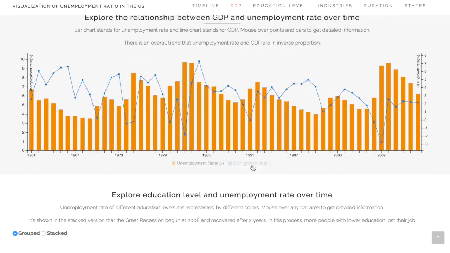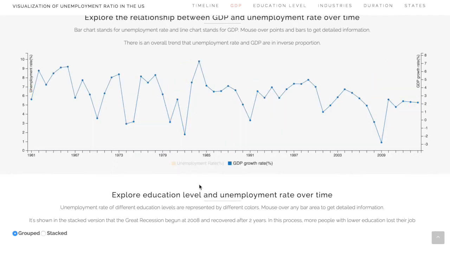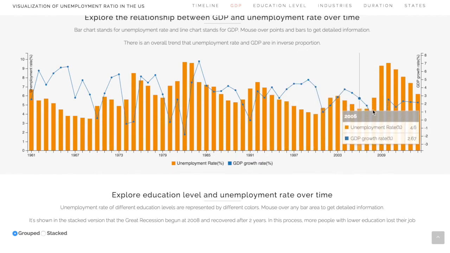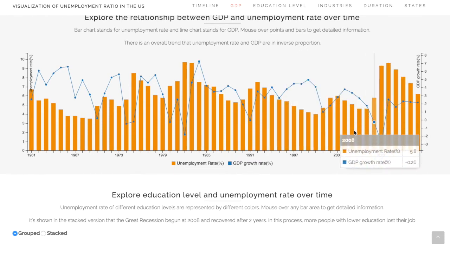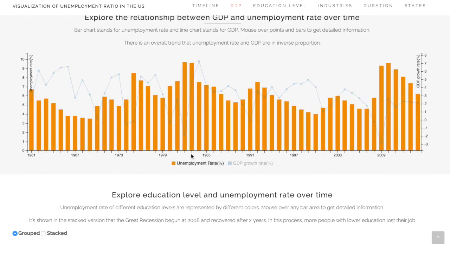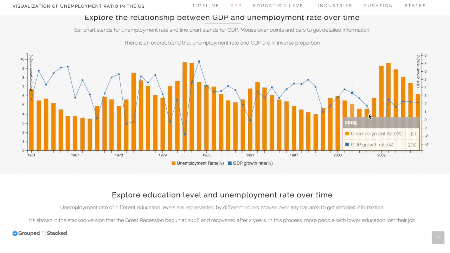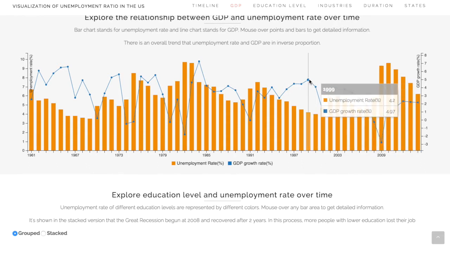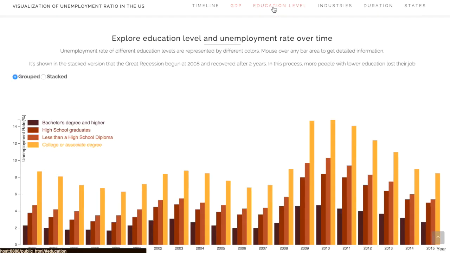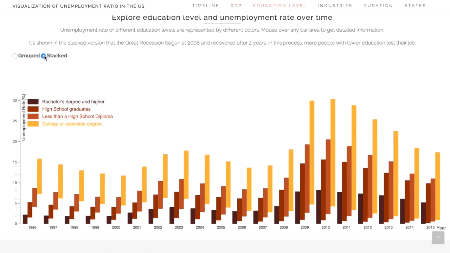Bars represent the unemployment rate of the US through years, and lines represent the GDP growth rate. We tell the detailed information in tooltip. By combining these two kinds of graphs, the relationship between GDP and job losses is more obvious. Although it is not totally precise, we still see an overall trend that unemployment rate and GDP are in inverse proportion. The next one represents the correlation between education level and job losses.